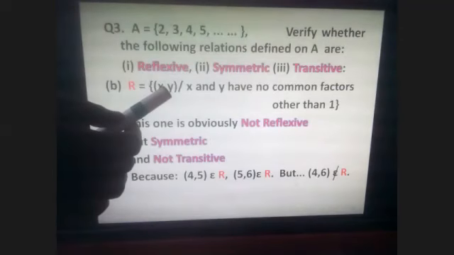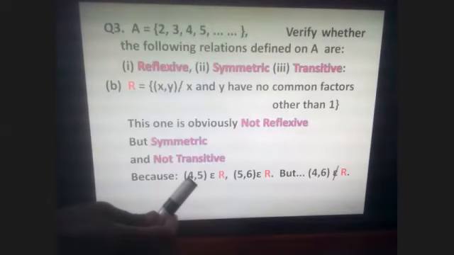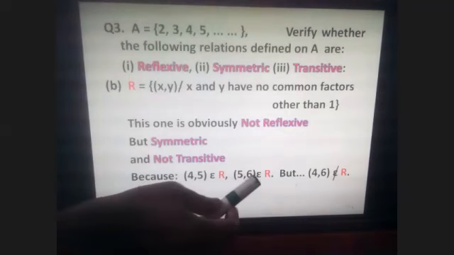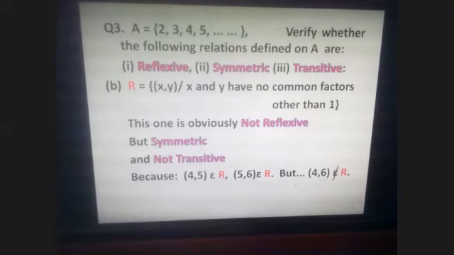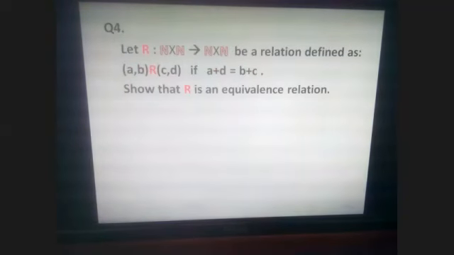When is it a member? When they have no common factor. (4, 5) is a member, (5, 6) is a member, but (4, 6) is not a member, so it is not transitive. Okay, it was a simple question I left for you. Now you can write the answer in detail there. We go for the next question.